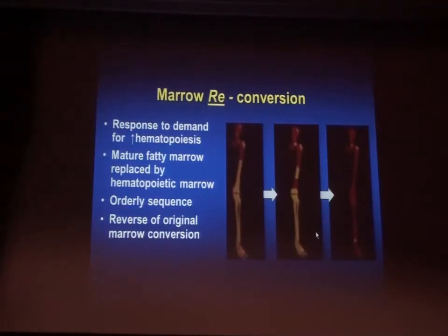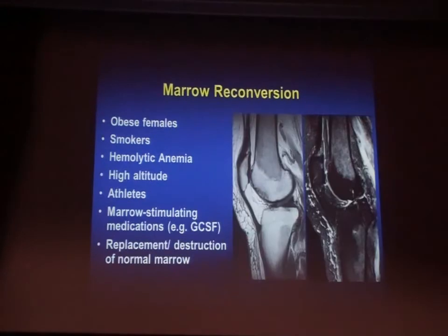The other process to be aware of is the possibility of marrow reconversion. And this is essentially a physiologic response to a demand for increased blood production, increased hematopoiesis. And the mature fatty marrow that the adult has already achieved then becomes replaced by hematopoietic red marrow. And this also follows an orderly sequence that's essentially the exact reverse of the original marrow conversion.